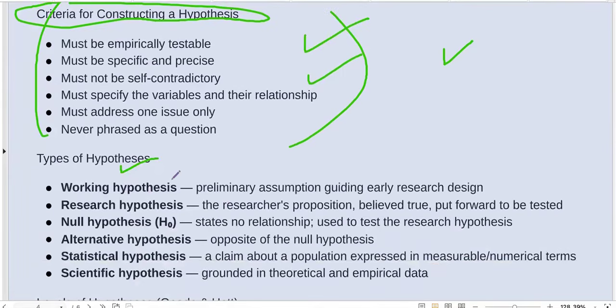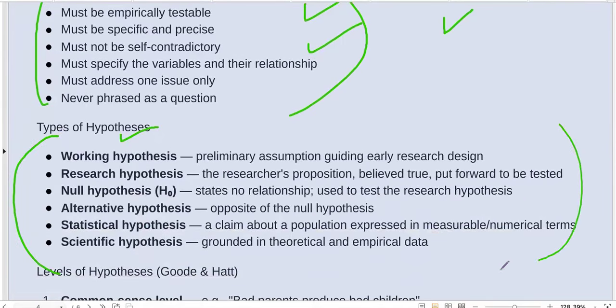Now let's see the types of hypothesis. There are so many hypotheses. Don't need to go deep into it, just understand it. Working hypothesis: it is a preliminary assumption guiding early research design. Before starting actual research, you are making a preliminary tentative relationship. That is called a working hypothesis.